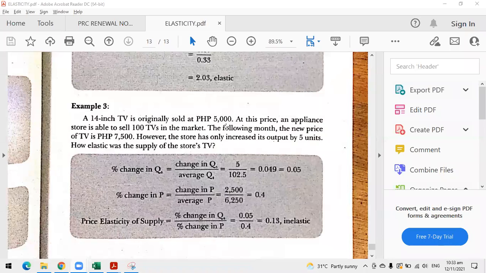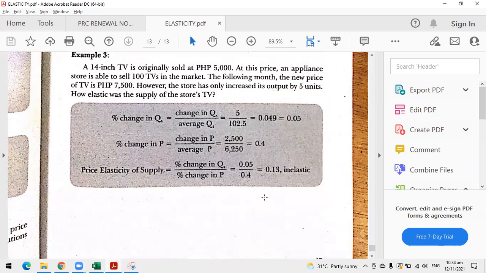Okay, 14-inch TV daw was originally sold at 5,000. With this price, appliance store is able to sell 100 TVs. Following the month, a new price of TV is 7,500. However, the store can only increase its supplies by 5 units, 105 lang. So, yung TV is actually not an elastic product. It's inelastic. Bakit kaya? Kahit na mataas yung presyo, from 5,000 to 7,500, they cannot increase or double their sales kasi yung product is inelastic.